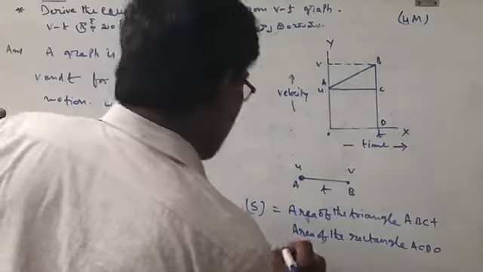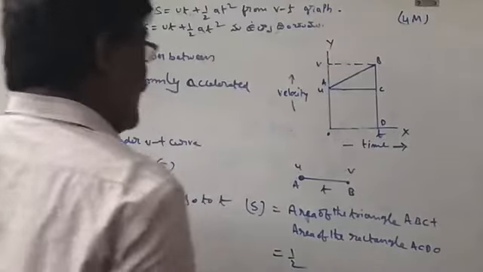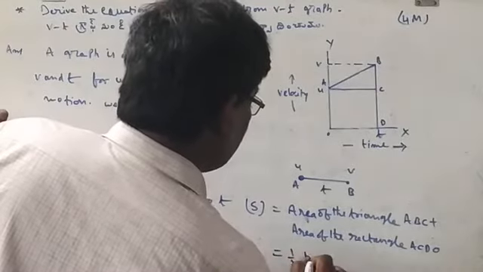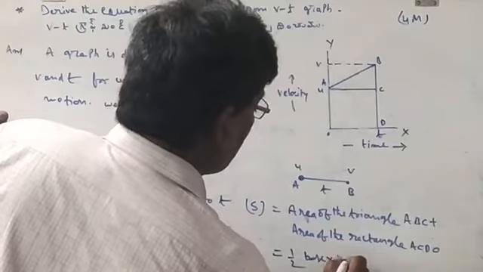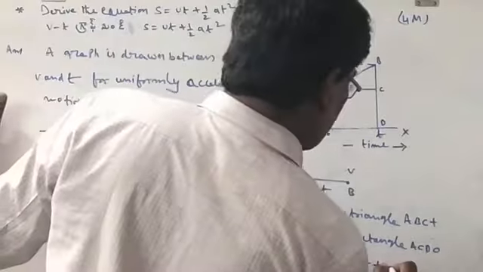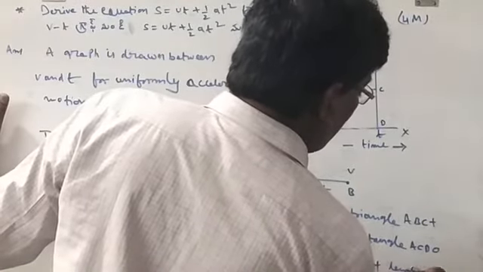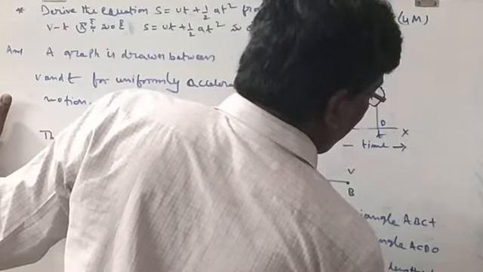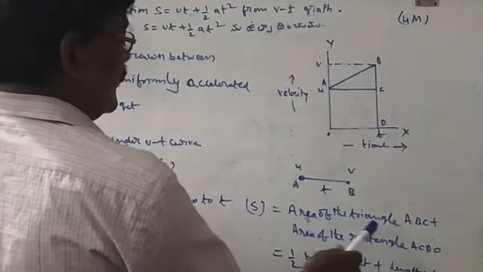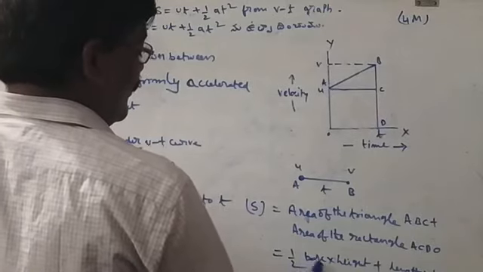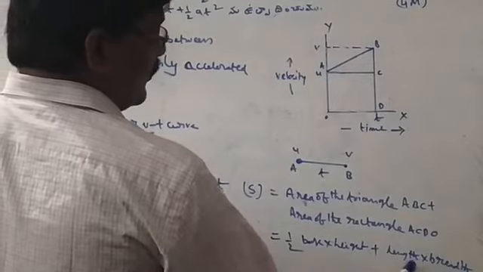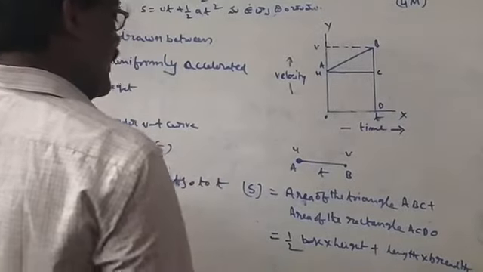Area of the triangle formula is half base into height, plus area of the rectangle, length into breadth. Height means width. Length into breadth.